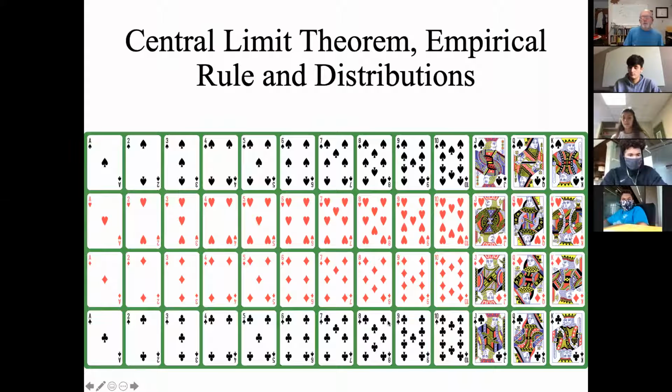By a uniform distribution, I mean that we have 4 aces, 4 2s, 4 3s, 4 4s, 4 queens, 4 jacks. We have the same representation of all the possible numbers. So if you make a jack 11, a queen 12, and a king 13, we have from 1 to 13, and we have an equal number of all of those things.